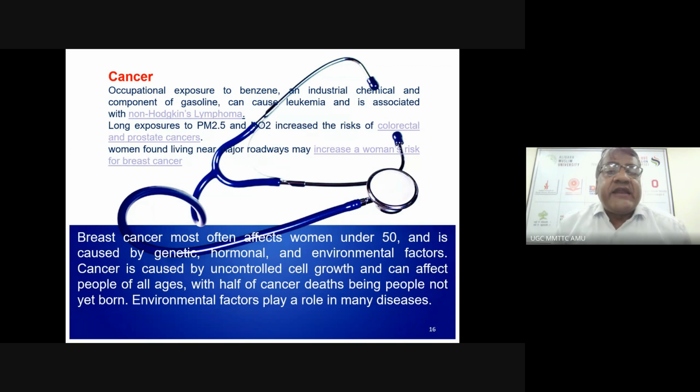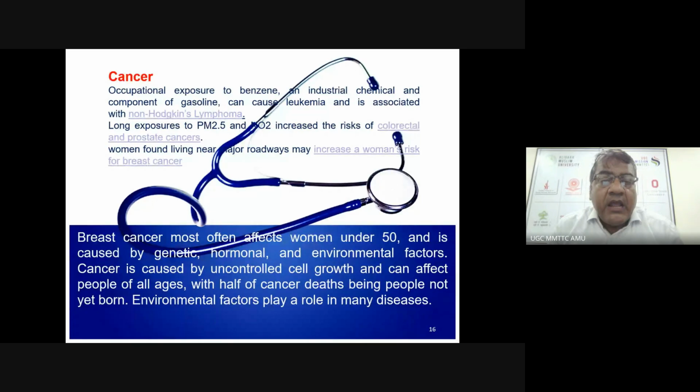Women living near major roadways may have an increased risk of breast cancer. Breast cancer most often affects women under 50 and is caused by genetic, hormonal, and environmental factors.